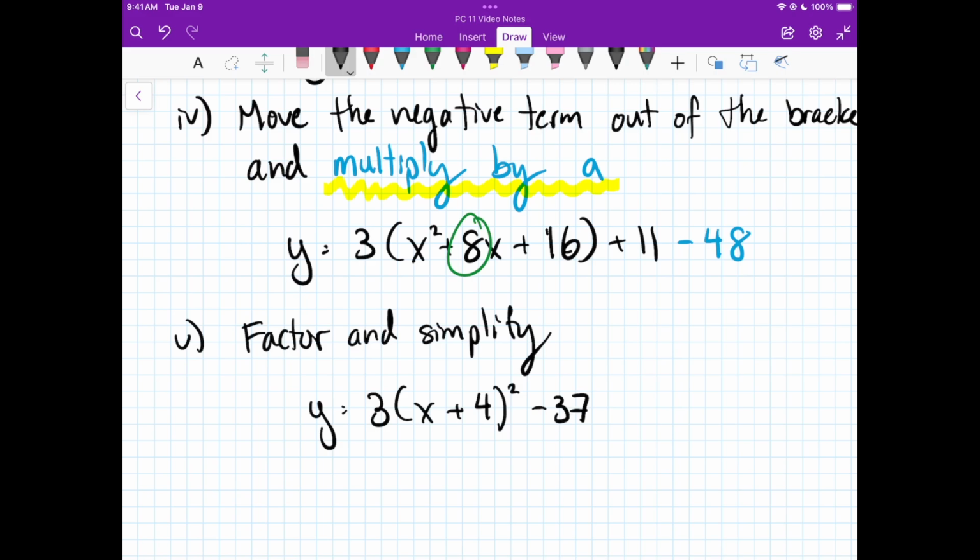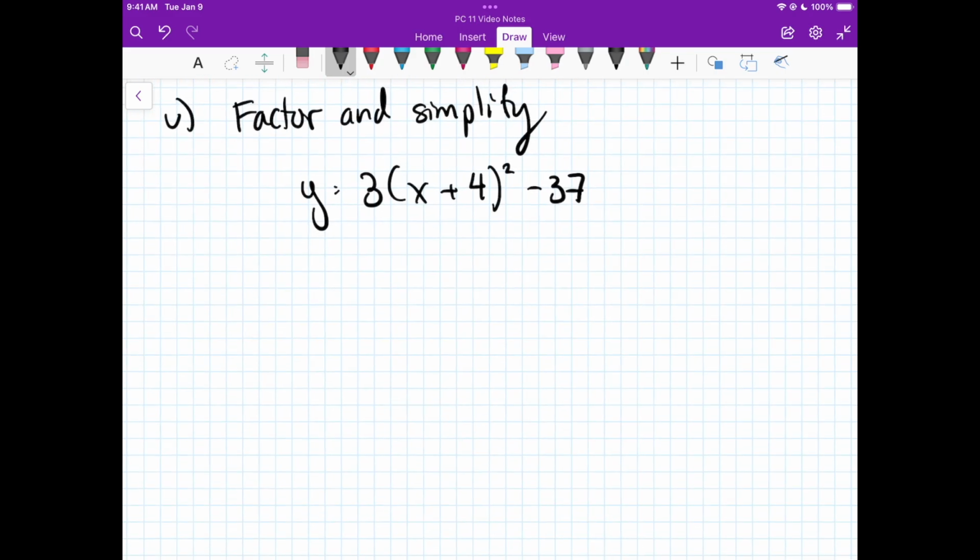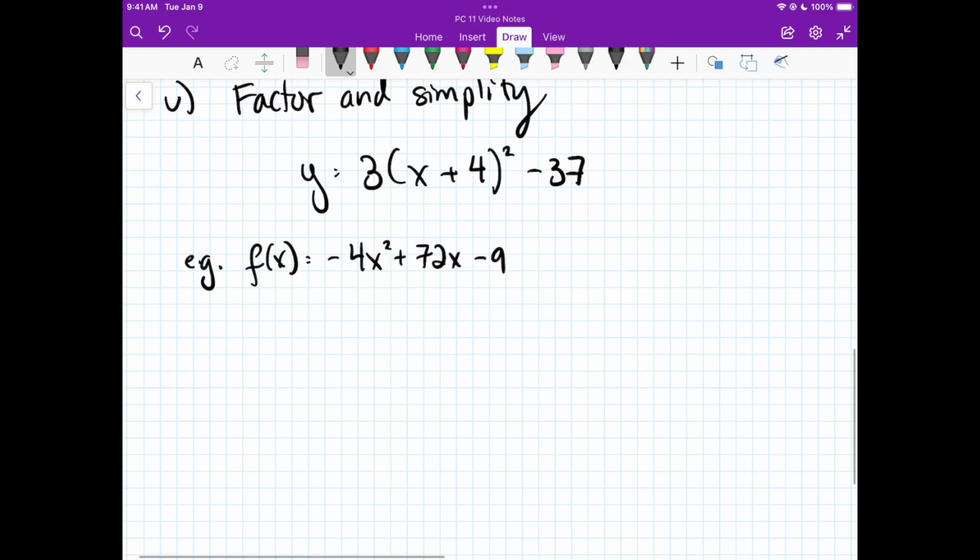So the rest of this video is mostly just going to be me showing a few different examples of things you might run into. So watch a few, see how you feel, and then feel free to move on. So our next example, just to mix things up, I'm going to throw some function notation in there. F of x equals negative 4 x squared plus 72x minus 9. The f of x doesn't change anything. You just treat it like a y. You proceed the exact same way.